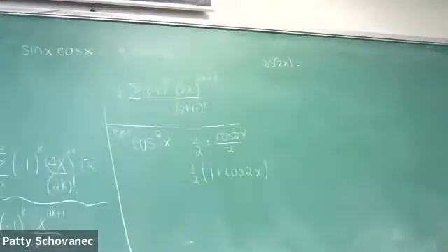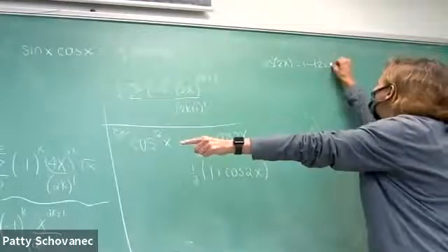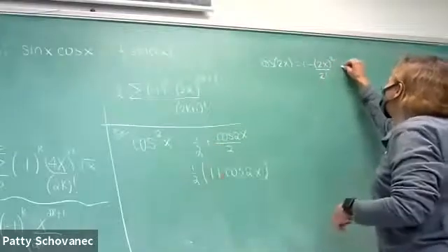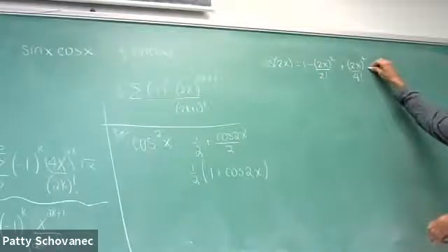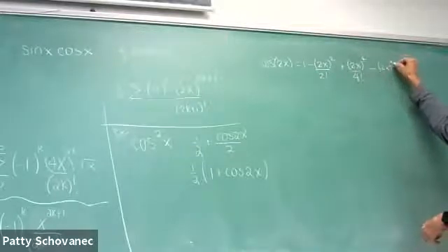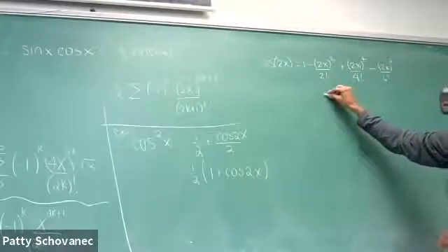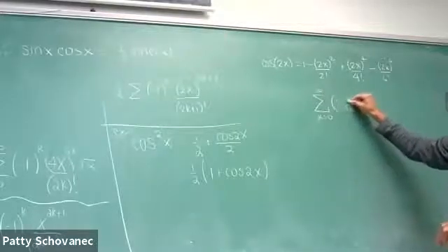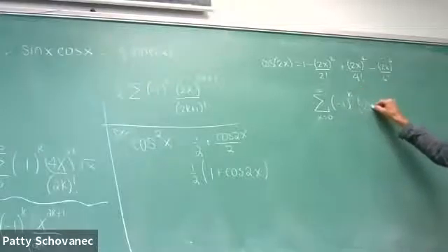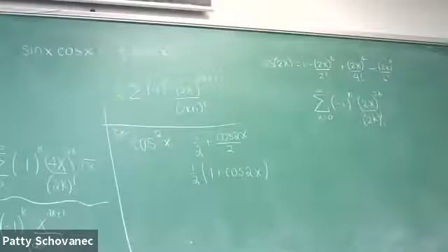All right, so the cosine of 2x, I'm putting 2x with a 4x there. So 1 minus (2x) squared over 2 factorial plus (2x) to the 4th over 4 factorial minus (2x) to the 6th over 6 factorial. So in summation form, it looks like the sum from k equals 0 to infinity, (-1) to the k, (2x) to the 2k over (2k) factorial. That's the cosine of 2x.